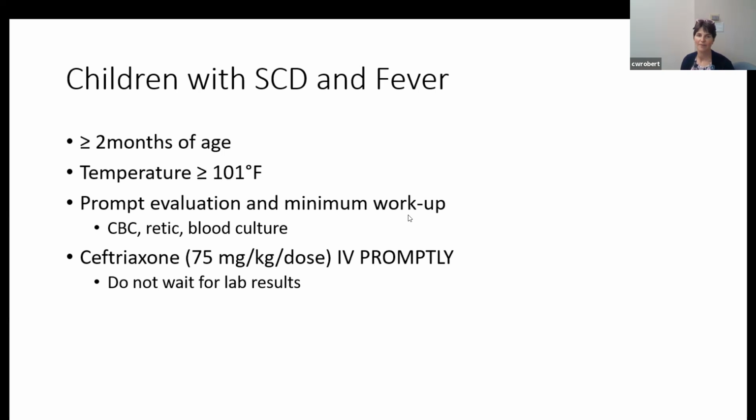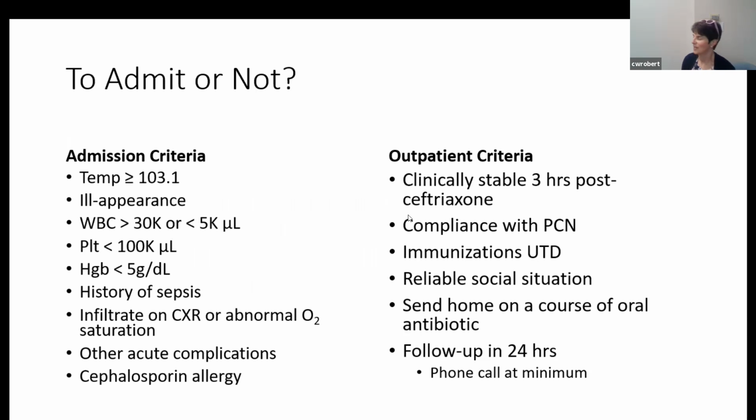The reason for this is that you worry about not just strep pneumo, but also all the encapsulated bacteria, H. flu, salmonella. But with strep pneumo, you can get very sick very fast and die. So they have a very high mortality rate. That's the reason for the prompt antibiotics and the workup.